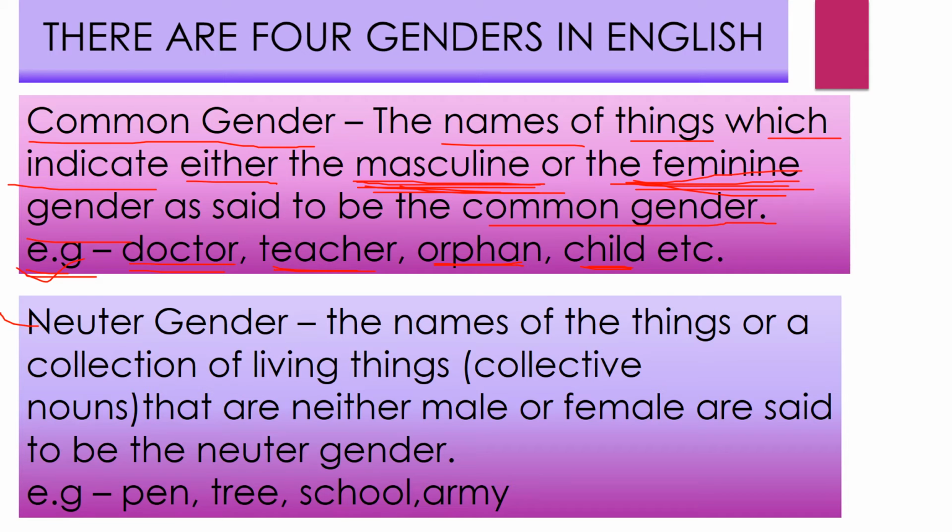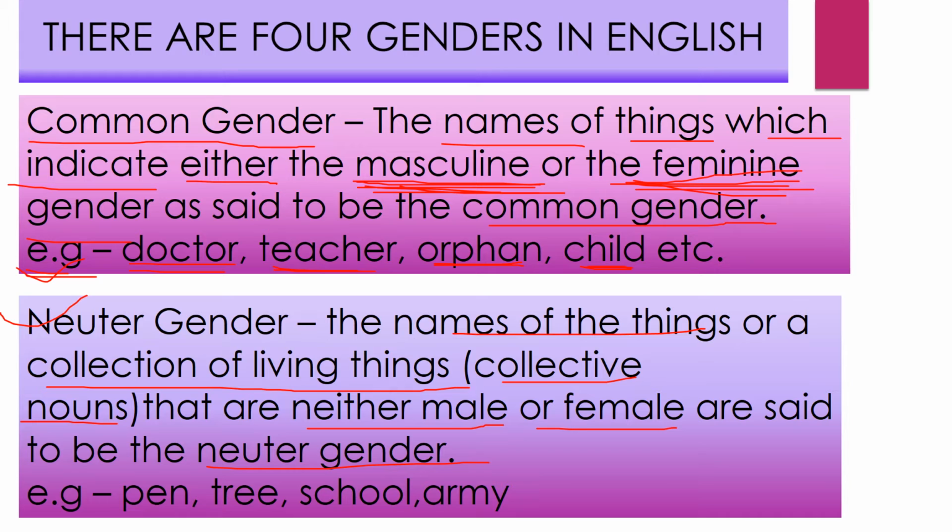Now, the next type of gender that we have is neuter gender. The names of things or a collection of living things, collective nouns, that are neither male nor female, are said to be the neuter gender. So, what is neuter gender? Whenever we are talking about the names of things or a collection of living things, it can be a collective noun, that are neither male nor female, they are said to be the neuter gender. For example, pen, tree.